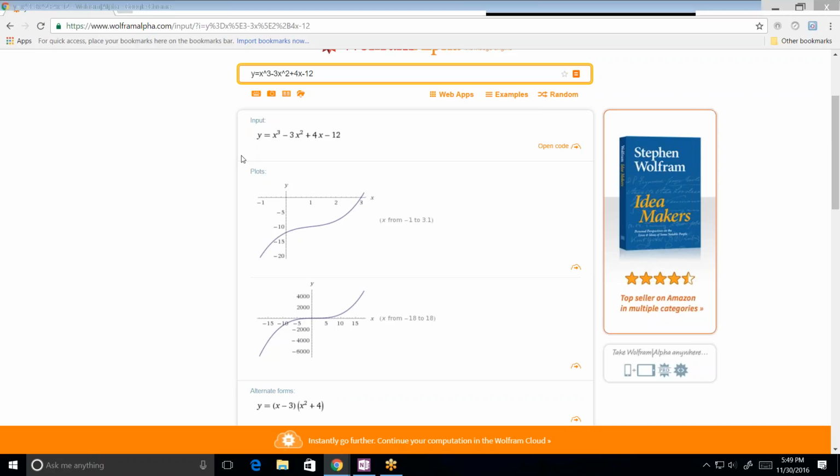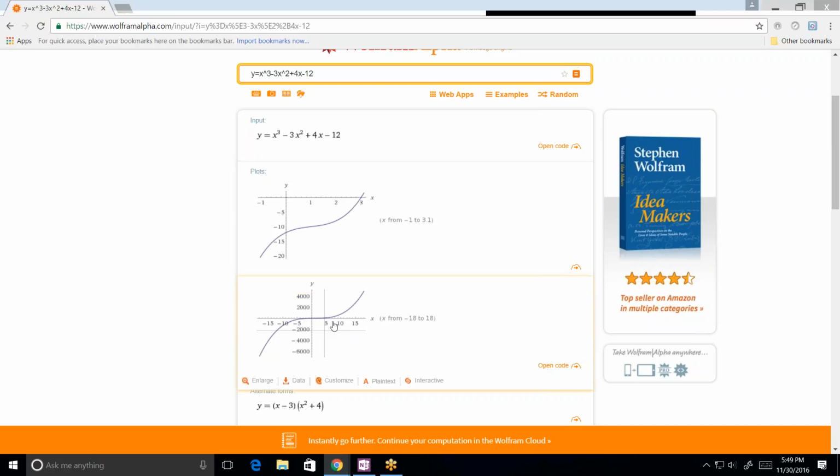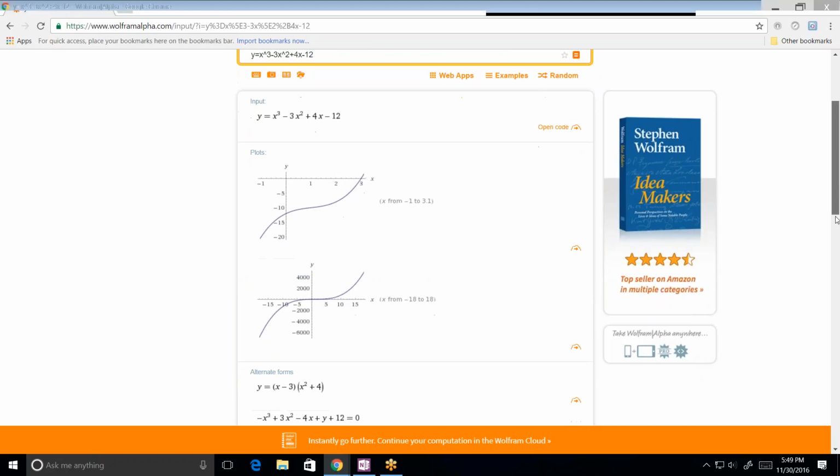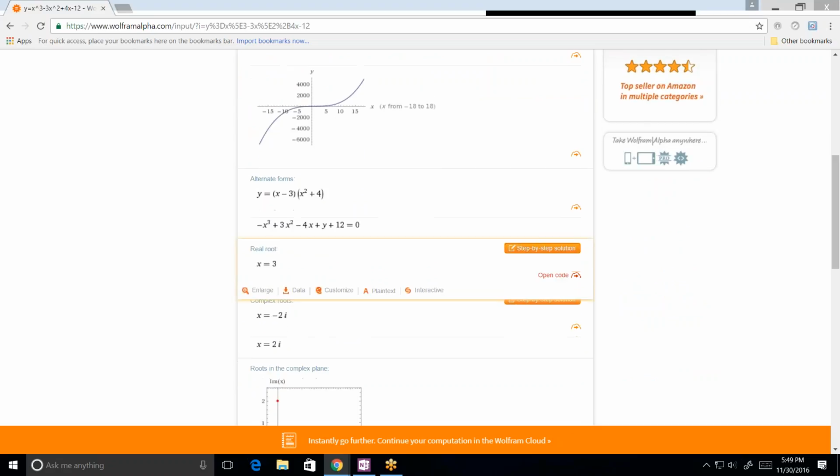It shows you the graph on 2 different scales. This is zoomed way out. That's zoomed in. You can tell the grid is different. But you can see where the 0 is at 3. And in fact, Wolfram Alpha gives you the zeros. It gives you the only real root is 3, and then it gives you the complex roots also, minus 2i and plus 2i.